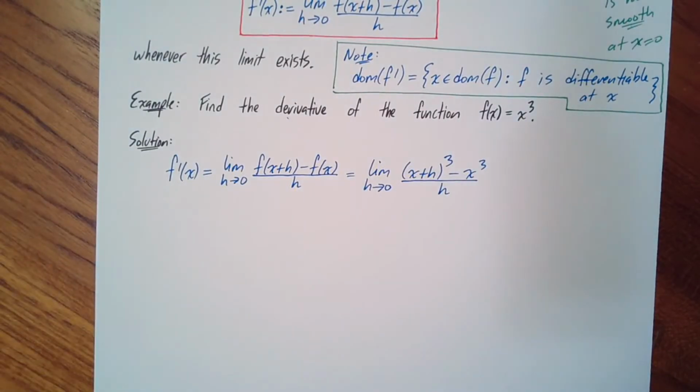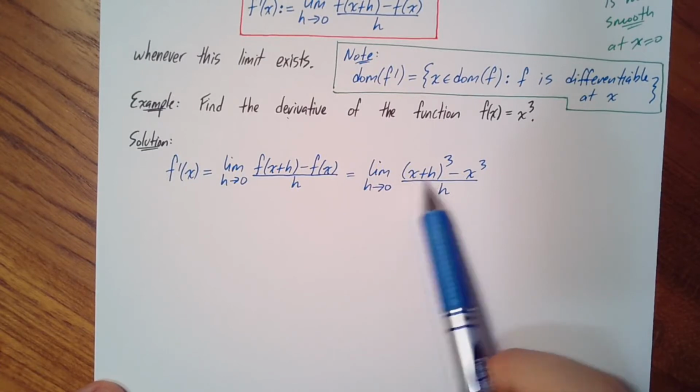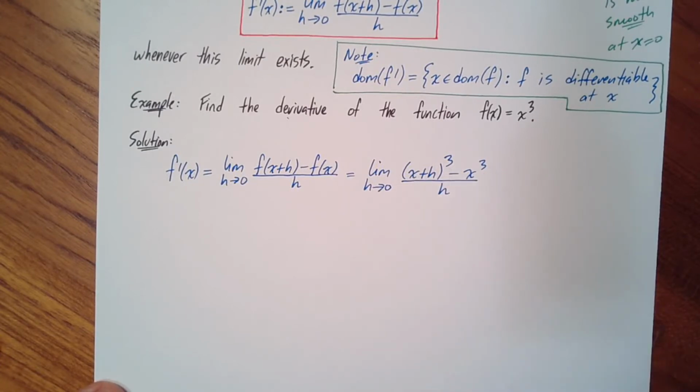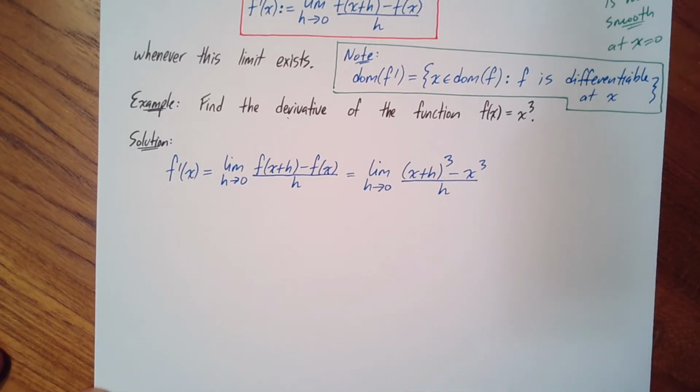Okay, so what's going to happen? Well, if you plug in h equals 0, you're going to get x plus 0 here. So you'll have x cubed minus x cubed, which is just 0. And of course, h on the denominator, you'd have 0 downstairs as well. So it would be a 0 over 0 type. That's no good. We're going to have to do something else.